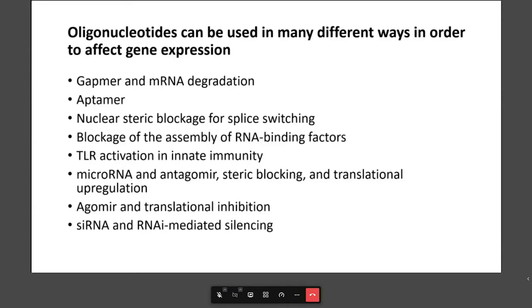They can be used to block the assembly of RNA binding factors. They can be involved in toll-like receptor activation in innate immunity. They can act as antagonists or mimics of microRNAs. They can be used as agamers to block translational initiation. And of course, there is RNA interference using the RNA-induced silencing complex. And so oligos can be used as small interfering RNAs or short hairpin RNAs.